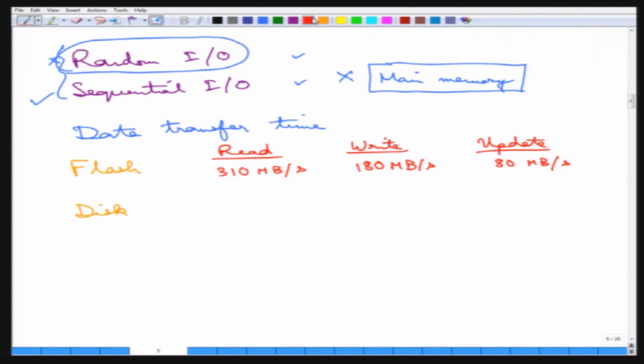For disks, typical read speeds can be 160 megabytes per second, and write speeds, depending on sequential IO or otherwise, let us say about 100 megabytes per second, and update speeds are essentially just twice as slow. So you see there is a cost ratio of about 2 times here, and depending on whether it is sequential or not, this can be as large as 128 megabytes per second or 64 megabytes per second. So there is again a ratio of about 2 to 3.